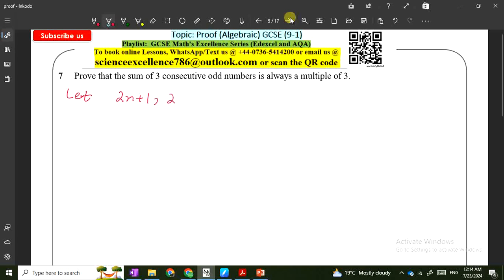So the next odd number should be 2n plus 3, and the next should be 2n plus 5. So these are the three consecutive odd numbers, because for n equals 0 it's 1, 3 and 5. For n equals 1 it will be 3, 5 and 7. So these are the three consecutive odd numbers.